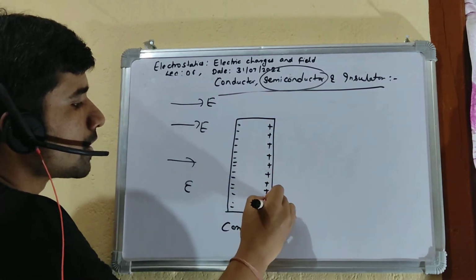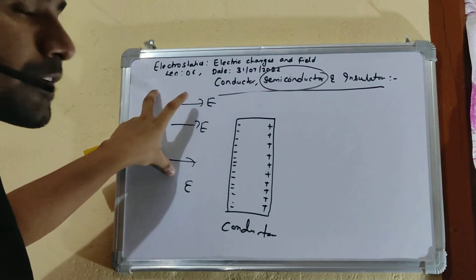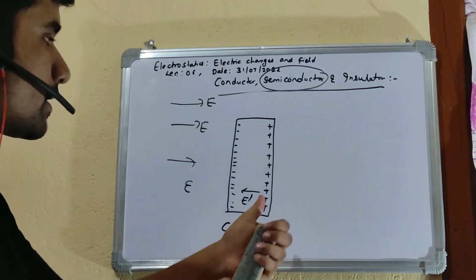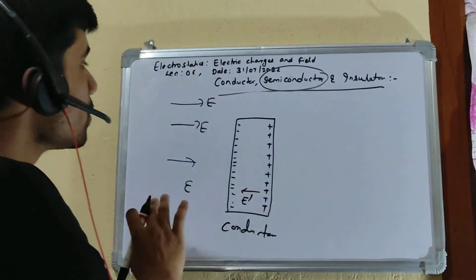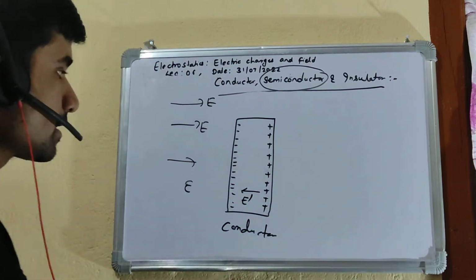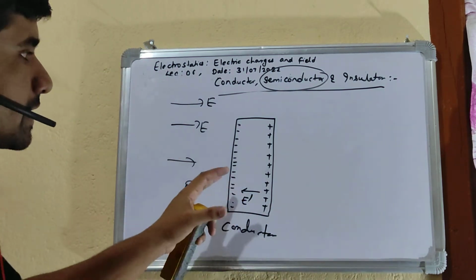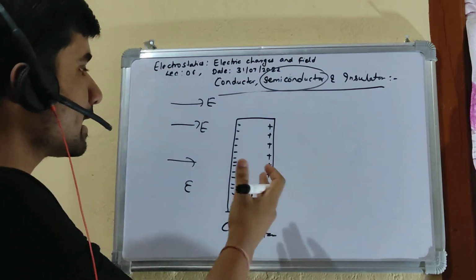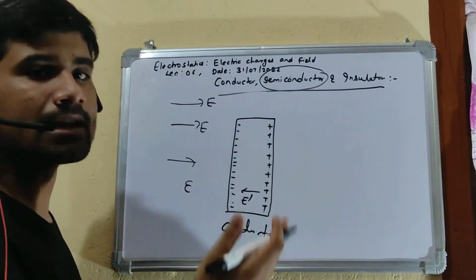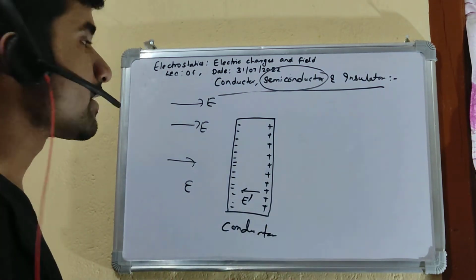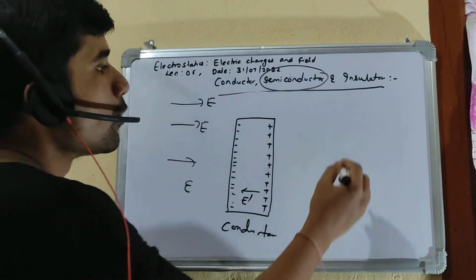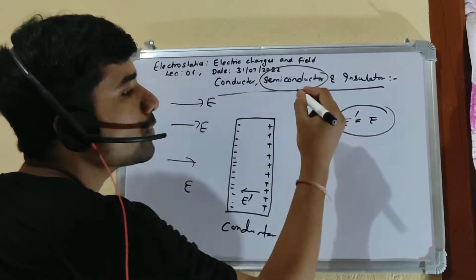Now, because of this external electric field, an electric field is established here as well. Let's call this E dash. The electric field direction is from positive to negative. So because of the redistribution of charges, an electric field is established inside. With time, the number of negative charges here and positive charges there will slightly increase, and the magnitude of E dash will keep increasing. At some point there will be an equilibrium where all this redistribution stops, when E dash becomes equal to E.